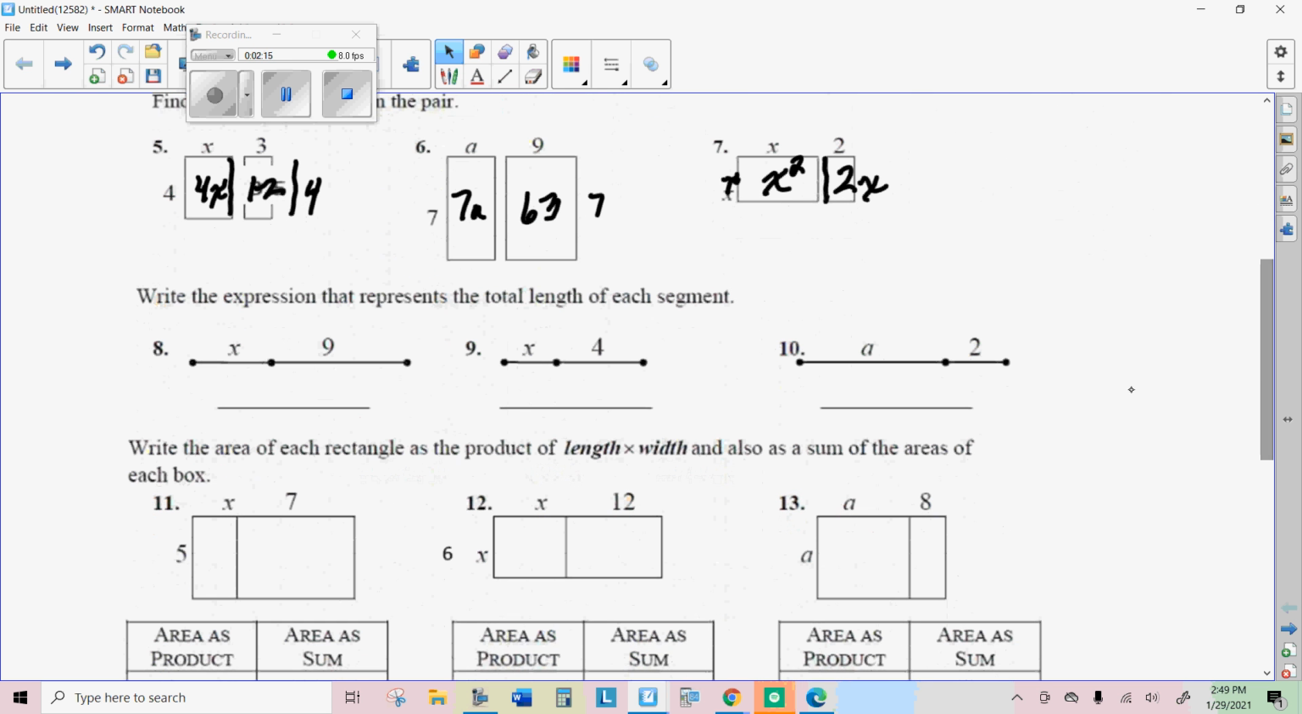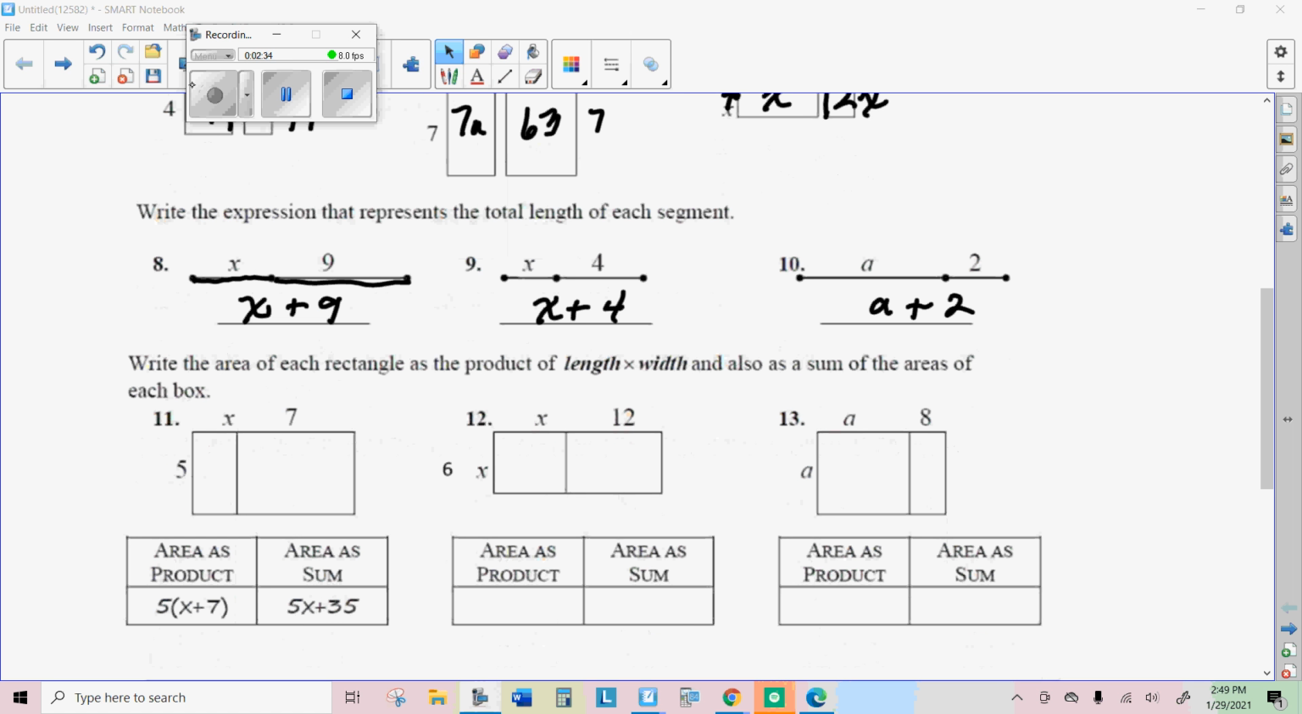All right, when we're trying to find the total length of a segment, we're going to use plus to total them up. So for this one here, we're going to add this piece plus this piece to get the total, and that expression would be x plus 9. Go ahead and do the next two.